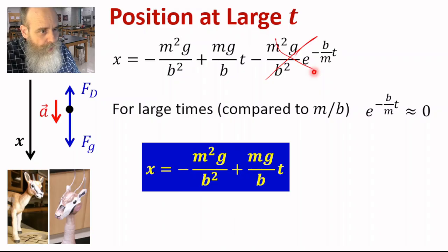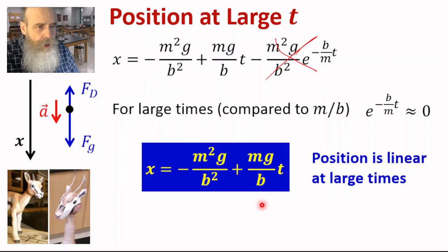X equals negative m squared g over b squared plus mg over b times t. This is a linear function. The position is linear at large times. If we have a linear position function, then we will have a constant velocity, and that's what we expect it to be. At large times, we have a constant velocity. So this makes a lot of sense. The slope of the linear position function is what's in front of the t, mg over b. And this slope is the terminal velocity. So the terminal velocity is mg over b.